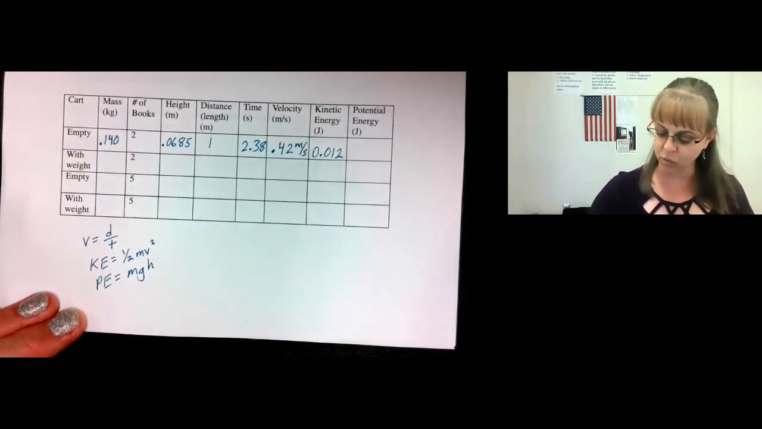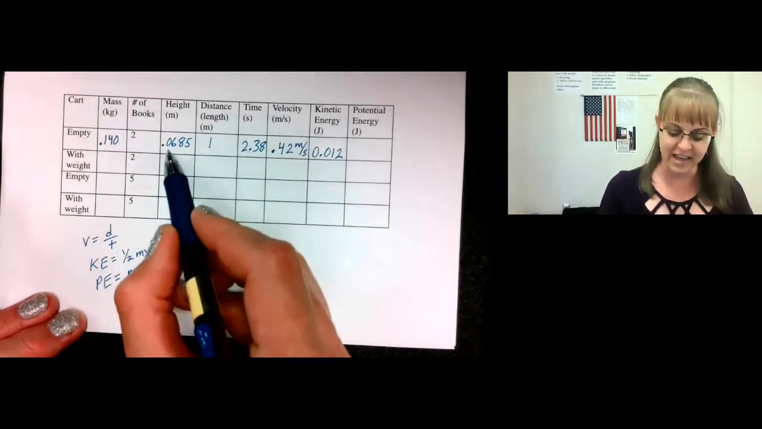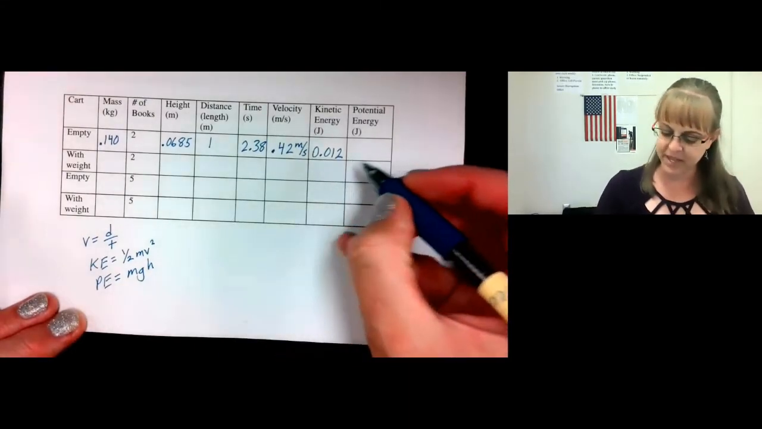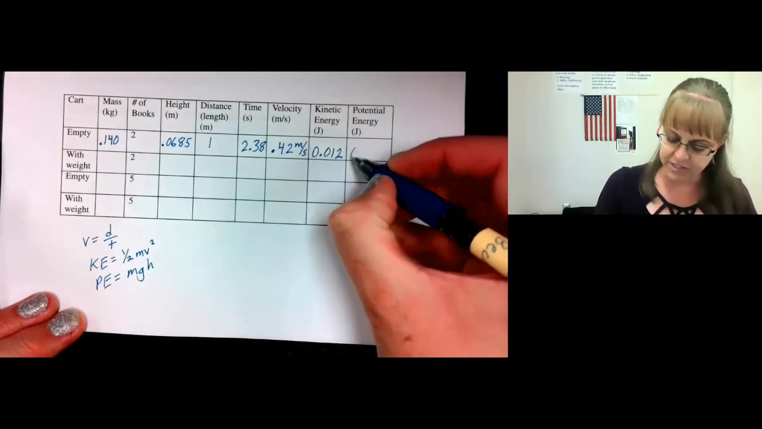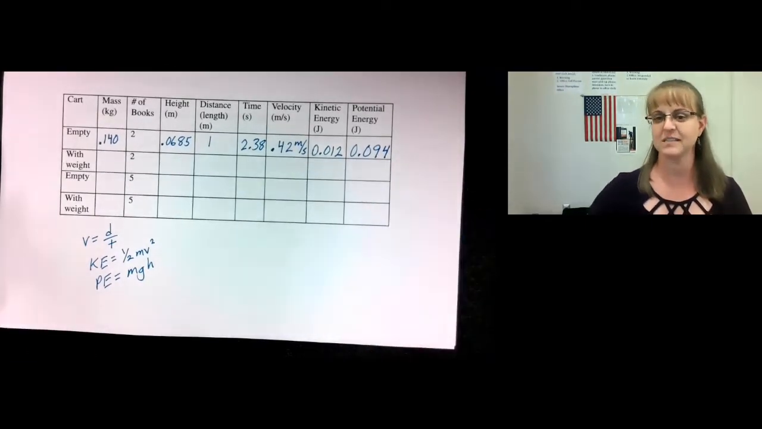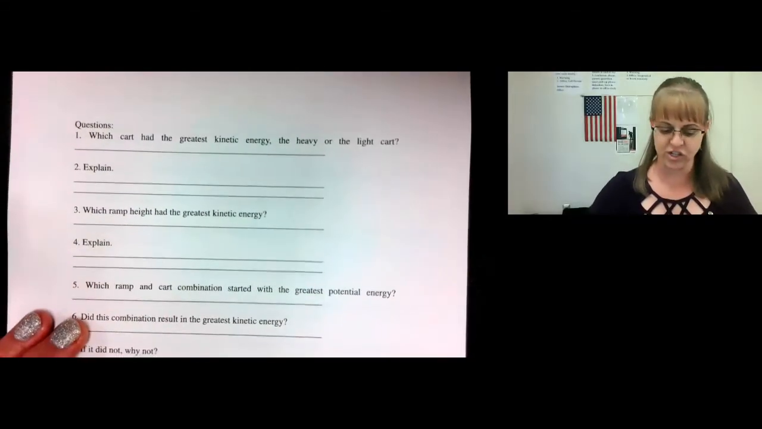So the mass is 0.140 times gravity, or acceleration due to gravity, 9.8, times the height, not the length, the height, 0.0685. That will give you a potential energy of 0.094 joules. Once again, keep 3 decimal places. You can now do the rest of your calculations the same way. Let's take a look at the questions.